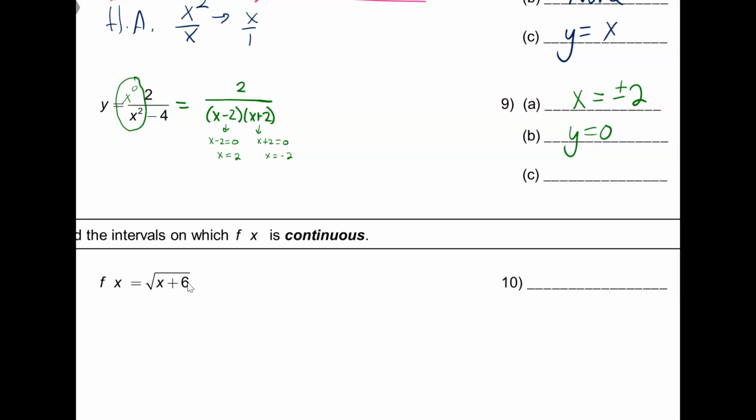So I gave you a sheet with asymptote rules, horizontal and vertical asymptotes, and I want you to cheat. There you go. Help you out.